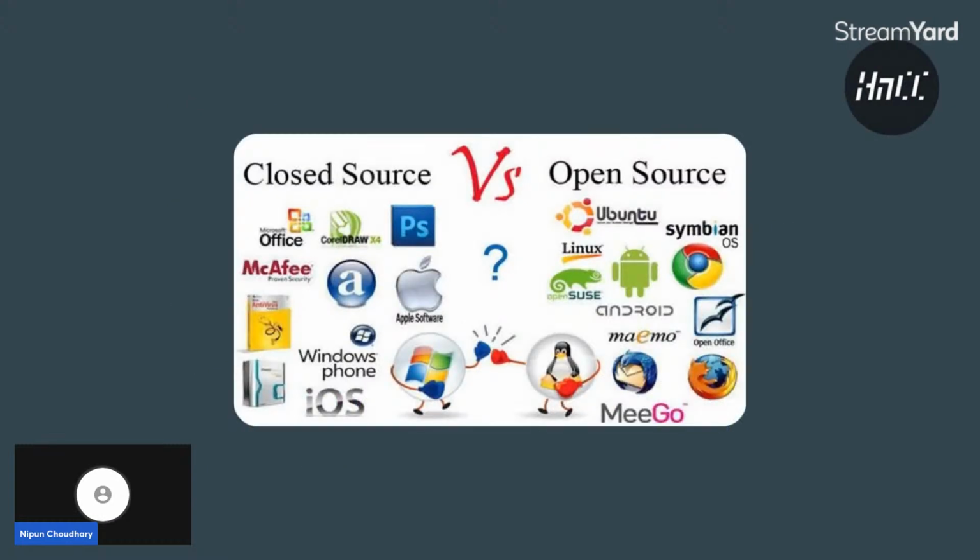These are examples of closed source software and open source software. As we can see, there is an open source alternative to every closed source software. Like for Windows, we have the alternative Linux. For Microsoft Office, the open source alternatives are OpenOffice and LibreOffice. For Photoshop, the open source alternative is GIMP. And for iOS, the open source alternative is Android.